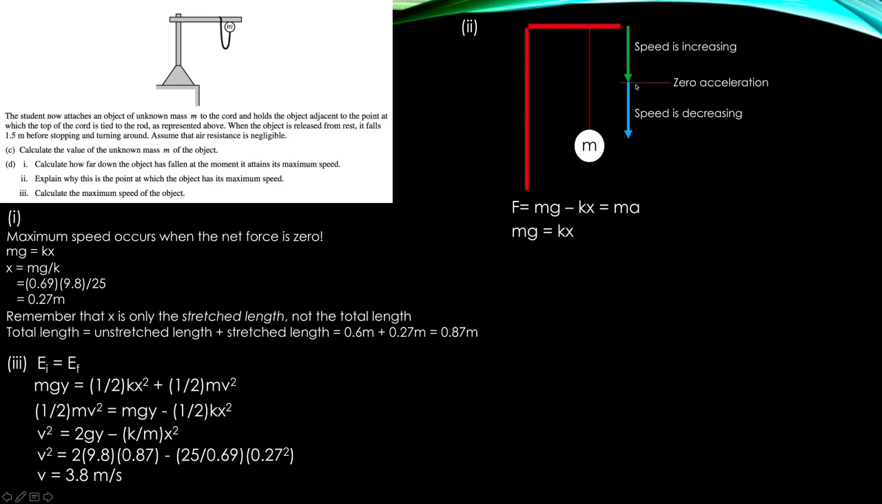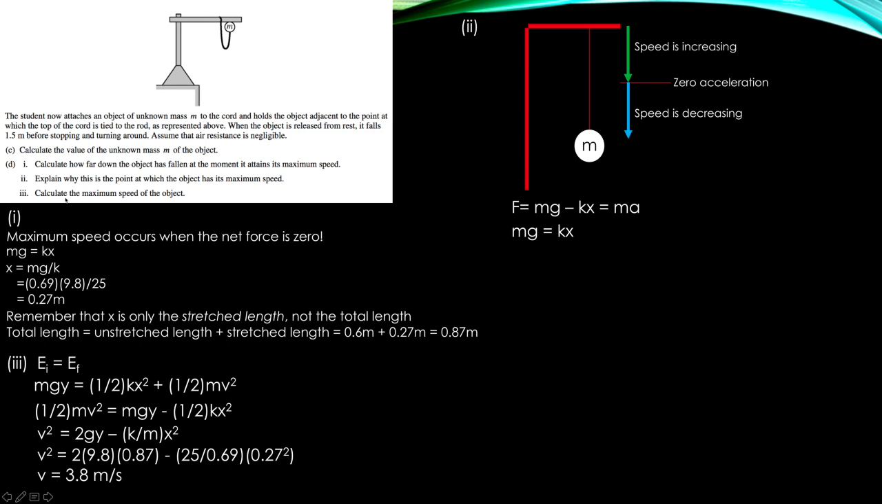So what we have here is this turning point. This is when the speed has increased to the maximum point, and right before it starts decreasing. So what we're worried about is right before it starts decreasing. That's the maximum speed. So that's why we're looking at the point at which there's zero acceleration, where it hasn't started decreasing yet, but it has increased to its maximum point.